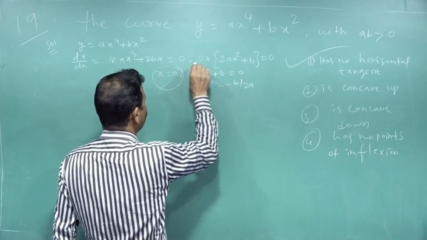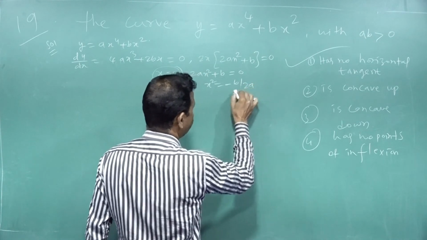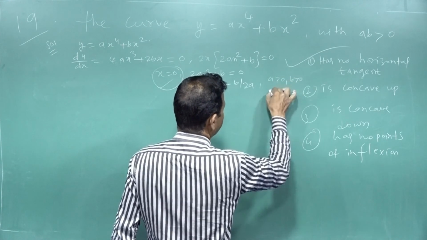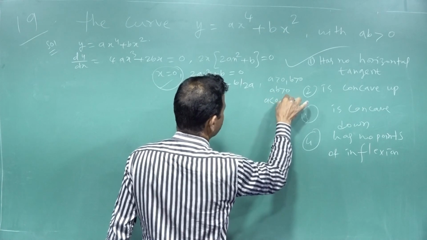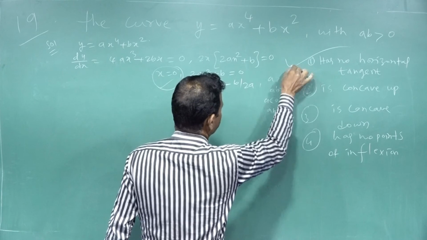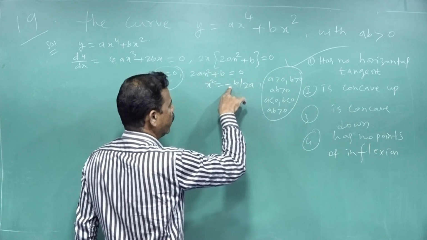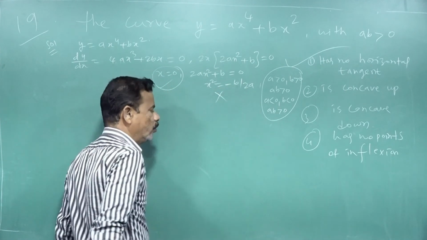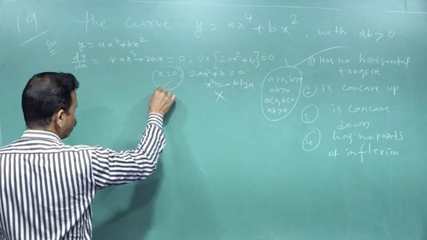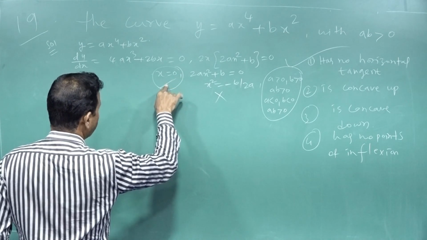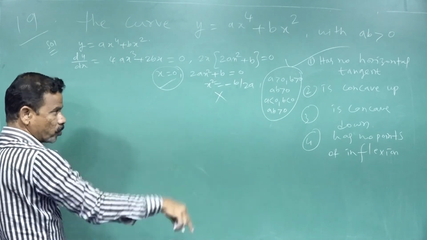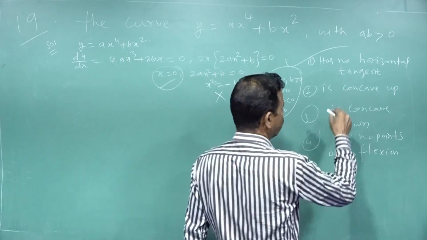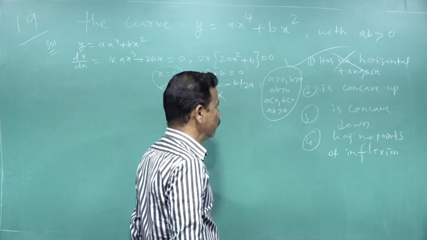So only the x is equal to 0 value is there. X square is equal to minus b by 2a. Here ab is greater than 0. If a is greater than 0 and b is greater than 0, then ab is greater than 0. Otherwise, a less than 0, b less than 0, ab greater than 0. So here minus by positive, negative coming. Here negative by negative, positive coming, here negative. That's why this value does not exist. So at x is equal to 0, dy by dx is equal to 0. So slope 0 means horizontal line is there, but the first option has no horizontal tangent given. So this is the wrong option, the first one.